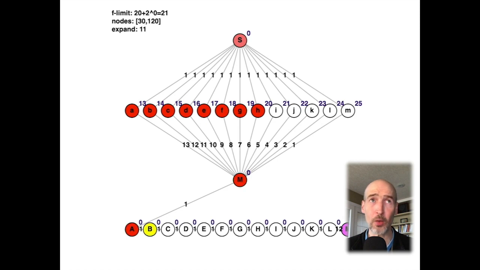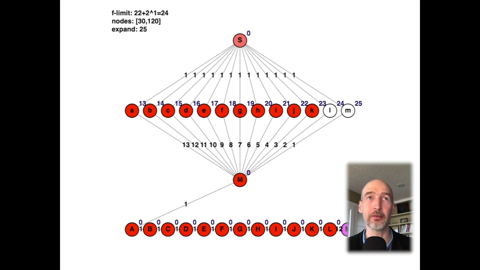So with an F limit of 21, now we've expanded 22 nodes, but we still didn't expand 30, which is what we're looking for. So 22 is too low, and we're going to increase the F limit. We're now adding, instead of 2 to the 0, 2 to the 1. That takes us up to 24. Even with 24, this doesn't get us to the goal, and we still only did 25 node expansions, which isn't enough.